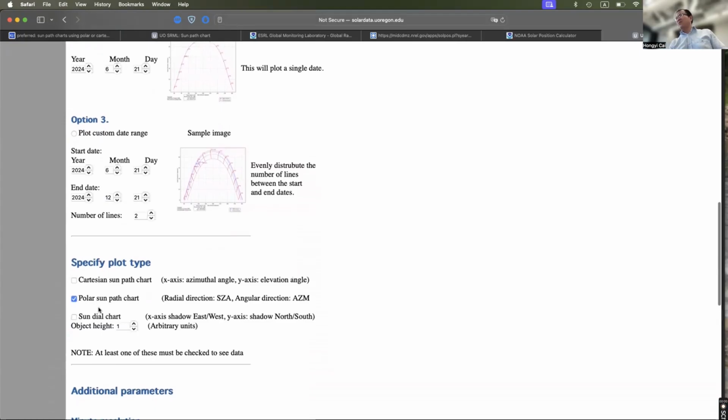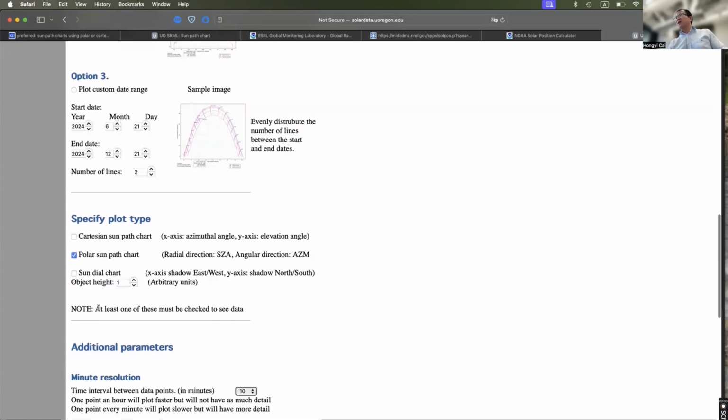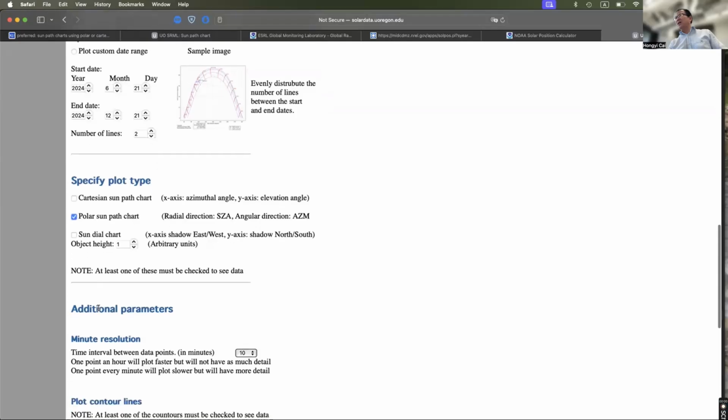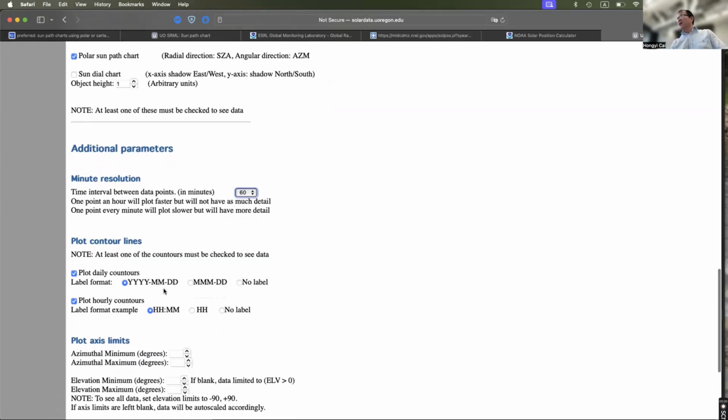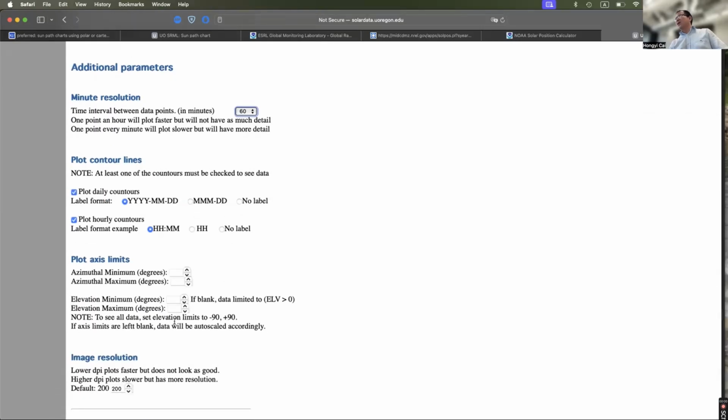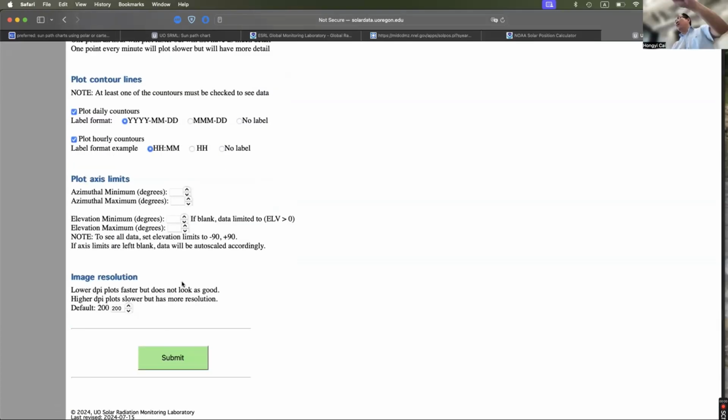In the Plot tab, we do the polar SunPath chart, and then the sundial chart, which you don't need. Additional parameters: minutes resolution default will be 10 minutes. I think it will be fine. If you want to have less data, you can do hour data. If you need more, you just do more. You pick like every minute, plot contour line, year, month, date, hour, minute. I think it will be fine. And you can also plot the axis limit, but I will use the default. If you don't put anything, it will be default.